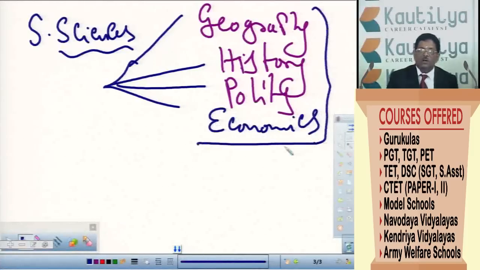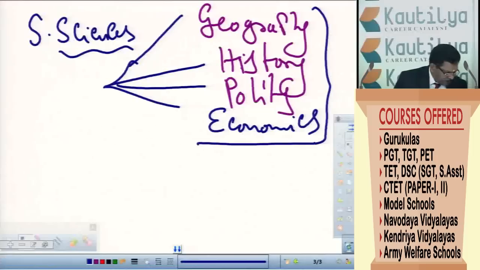How are these subjects correlated to each other? Can we isolate all these topics from each other, or can we correlate or establish a relationship among these four topics? As well defined by the Secondary Education Commission, that is the Mudaliar Commission, the National Curriculum Framework 98, 2000, 2005, all these recommendations were based on the SEC, Secondary Education Commission.